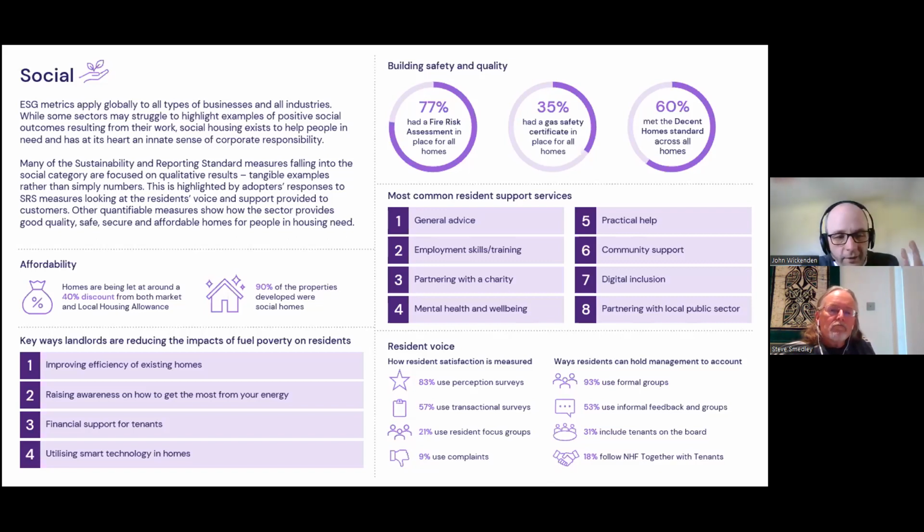Looking at ways of reducing the impact of fuel poverty, there's a specific question on this. A good way for landlords to do that is to improve the energy efficiency of existing homes, which harks back to the decarb work mentioned in the environmental section. And then raising awareness about getting the most out of energy is going to become more and more important, obviously, with the increase in fuel costs.